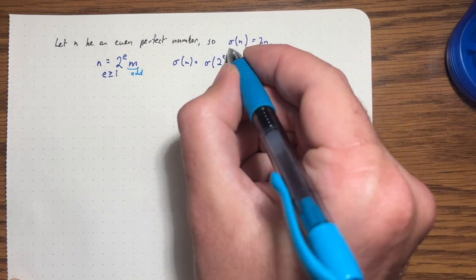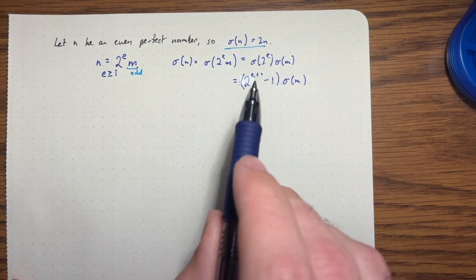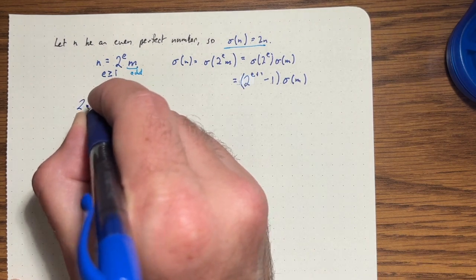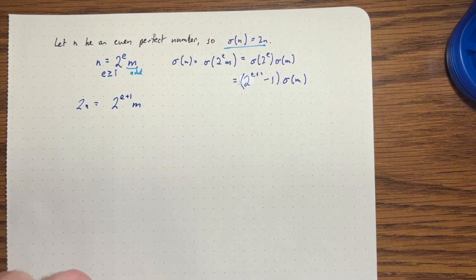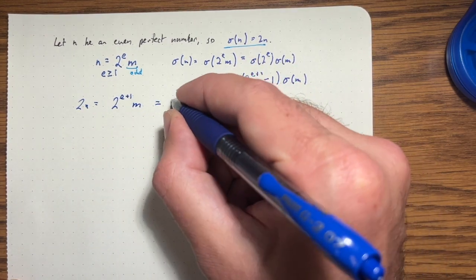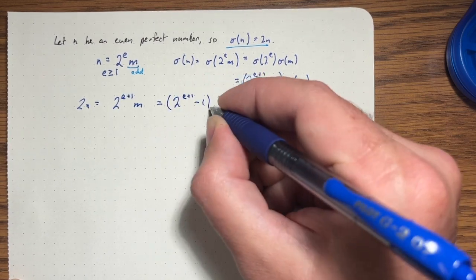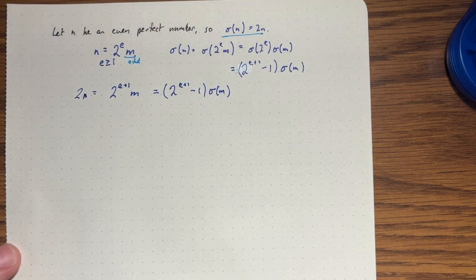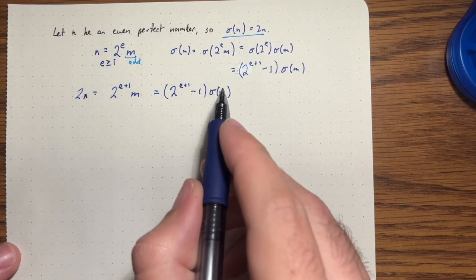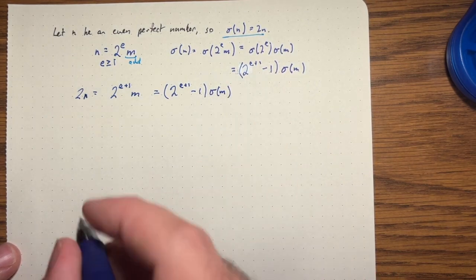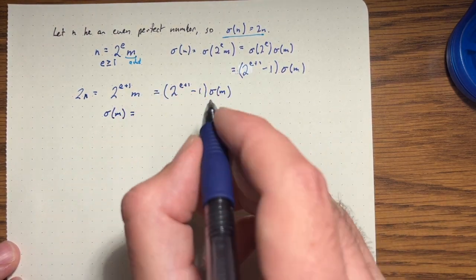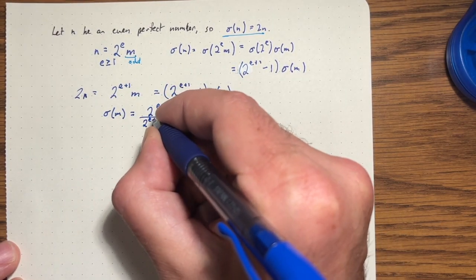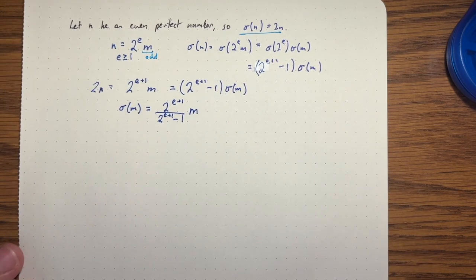Okay. Well, we haven't really used this yet, so let's use the fact that sigma of n equals 2n. So since sigma of n is 2n, here's my n right here. So 2n is 2 to the e plus 1 times m. But that has to equal this: 2 to the e plus 1 minus 1 times sigma of m. So 2n. Okay. Well, I kind of want to understand this better. So let's try to solve for sigma of m. I don't really know what this is. So it's going to be 2 to the e plus 1 over 2 to the e plus 1 minus 1 times m. Okay.